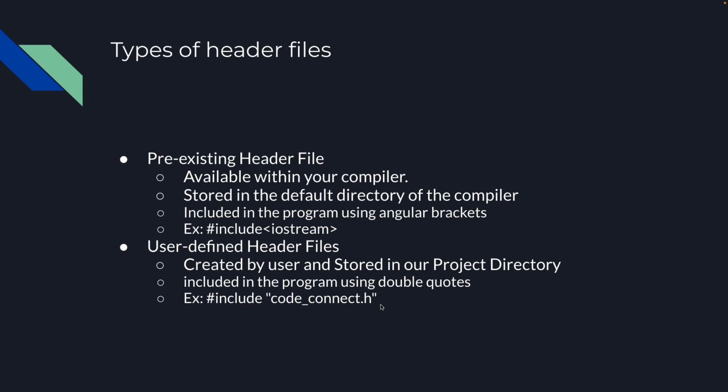If it is a predefined header file, then the compiler will search for the header file in the directories specified by the include directive or the default directory of the compiler. While for a user-defined header file, it will search in the current directory in which your project source code is present. If it is not found there, then it will search in the directories specified by the include directive. Now let's see what the predefined or standard header files present in C++ are.